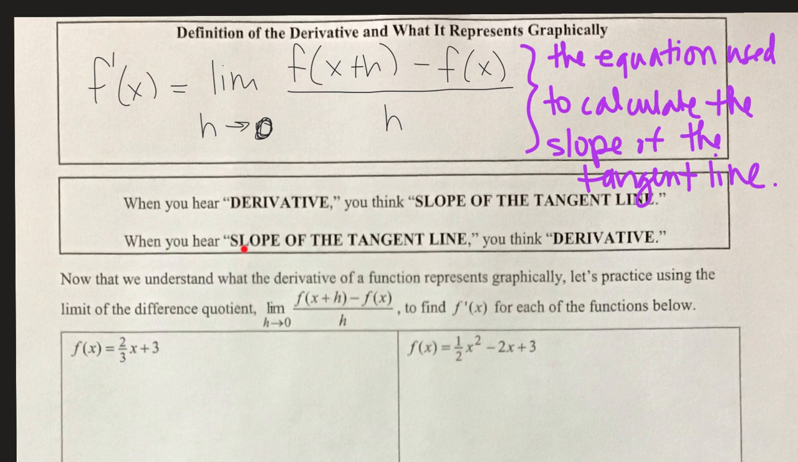Okay, so when you hear derivative, think slope of the tangent line. And when you hear slope of the tangent line, think derivative. Okay, those two are interchangeable and synonymous. And if you can remember that, then all these things about derivatives will be pretty easy. Conceptually, I mean, yes, the actual math can be quite tedious, but the concept is that we are figuring out what the equation of the slope of the tangent line is anytime you find a derivative.